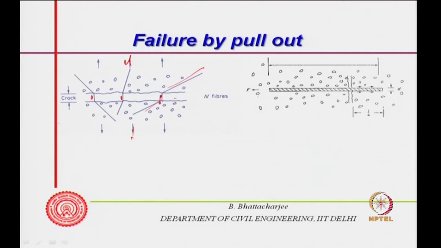Now, this pulled out length: on this side of the crack I can have either 0 or L by 2. So, on an average I can assume that L by 4 will be the minimum length. This is larger, this is smaller, this is larger. Out of the two, the minimum length on an average will be L by 4.